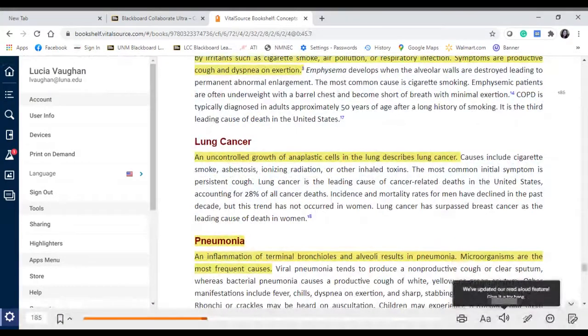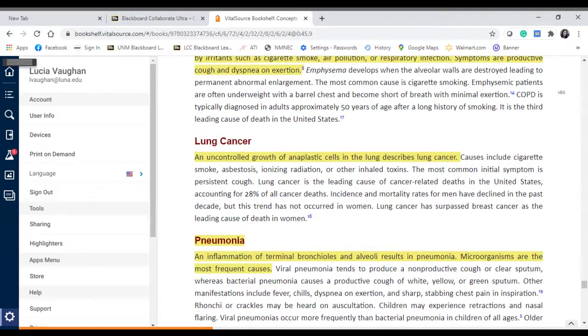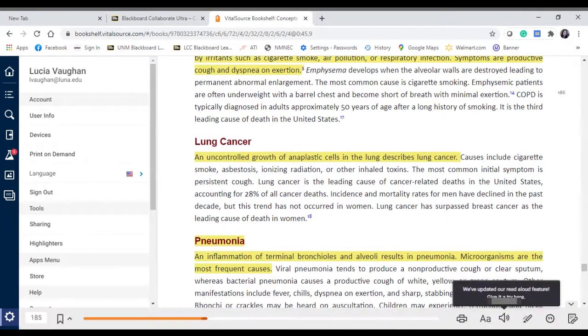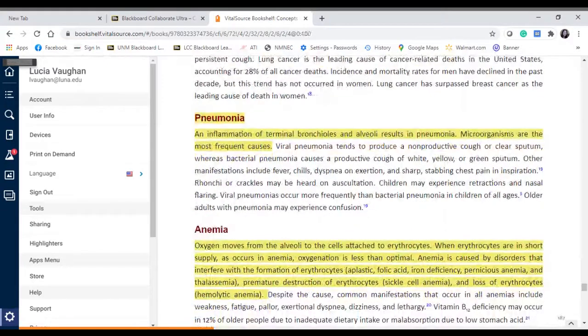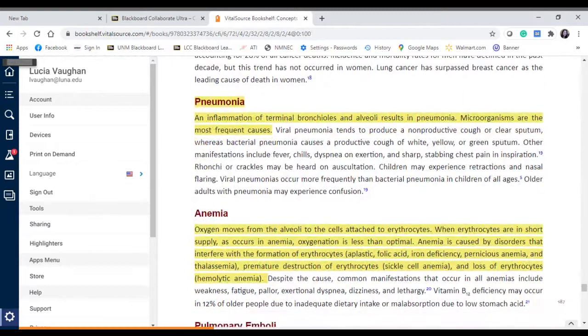Lung cancer is an uncontrolled growth of anaplastic cells in the lungs. Pneumonia is an inflammation of the terminal bronchioles and alveoli. Microorganisms are the most frequent cause.